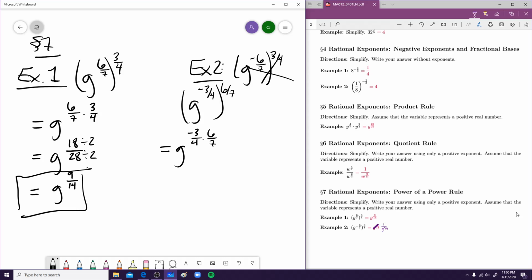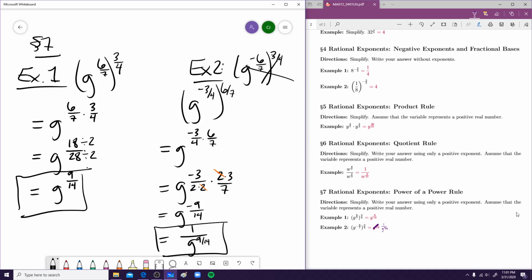this can actually be rewritten as g to the negative 3/2 times 2 times 3/7. Since these both have a common factor of 2, what can I do? These can be reduced to 1. So then this is g to the negative 9/14. And we still get 9/14. But in this example, this is a negative exponent. So how do I make this positive? We're going to push it down. So this is going to be 1/g to the 9/14.